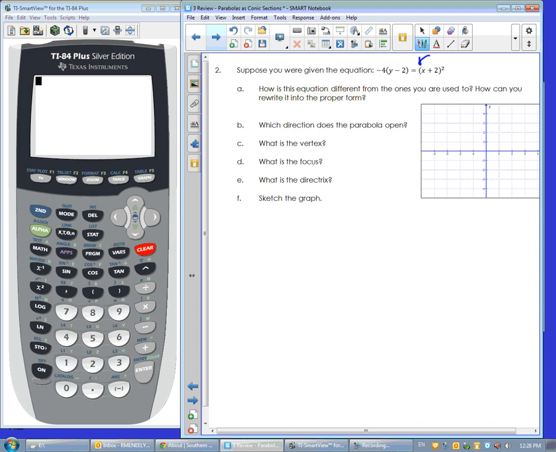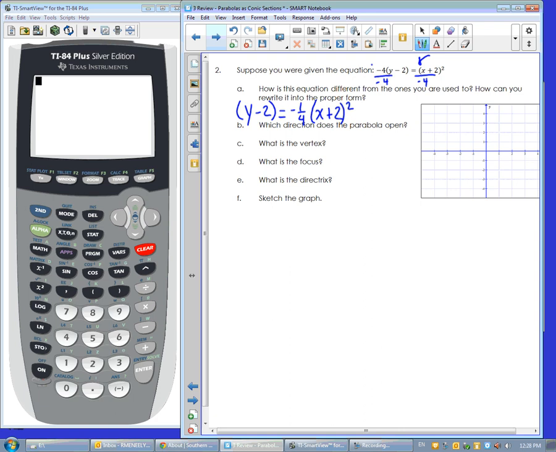So if I wanted to adjust it to look like all the other equations, I could multiply by 1/-4, or I could simply divide both sides by -4. And so that gives me a different equation. It's going to look like y minus 2 is equal to -1/4 times (x plus 2) quantity squared. Okay, and so that is the form that we're more comfortable with.